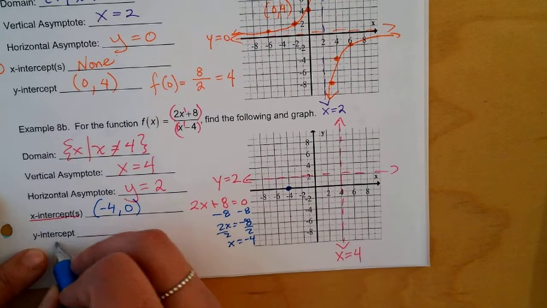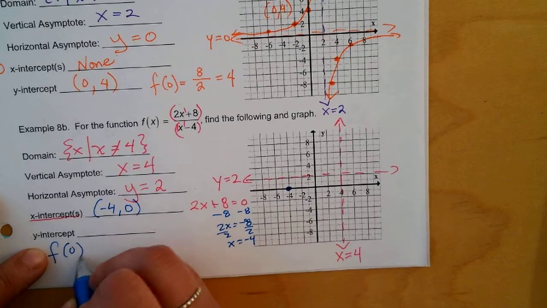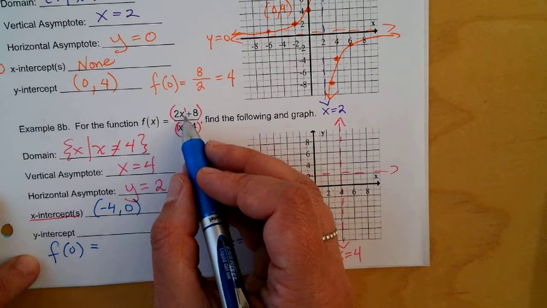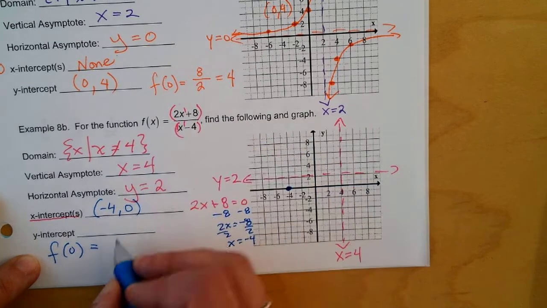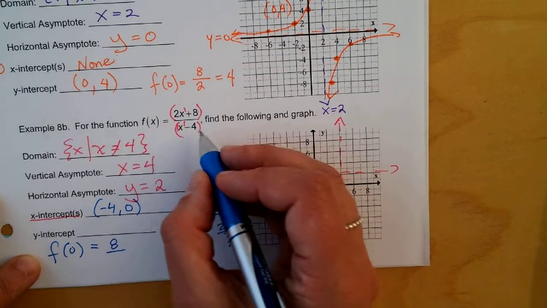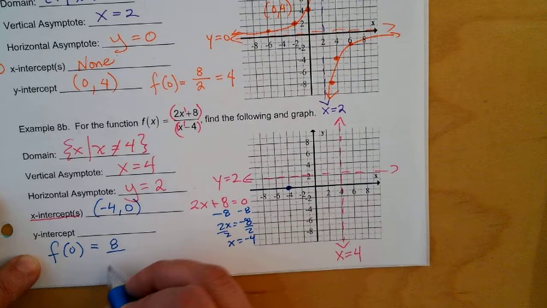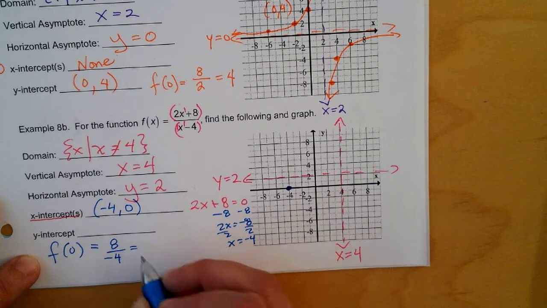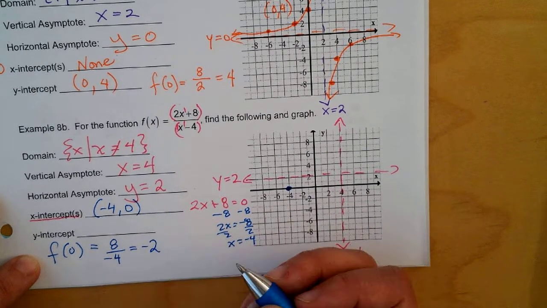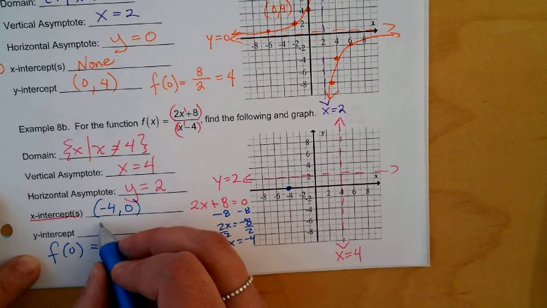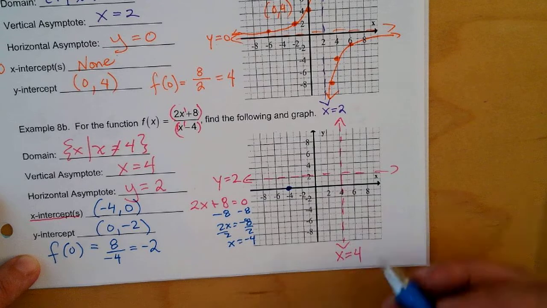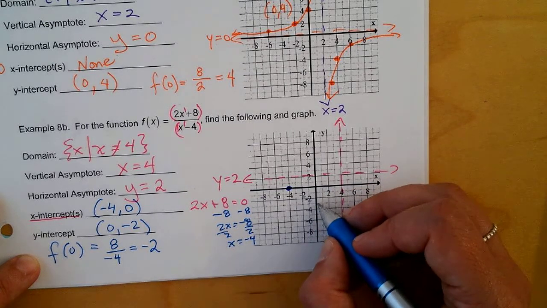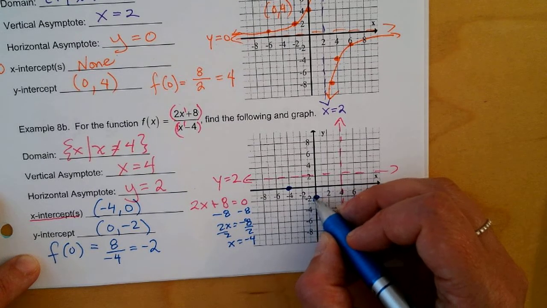How do we find the y-intercept? Set x to 0. If I have 2 times 0, the only thing left in the numerator is 8. If I have 0 minus 4, the only thing left in the denominator is -4. And what number is that when we divide? I just said it, right? (0, -2) is my y-intercept. (0, -2) is down here.